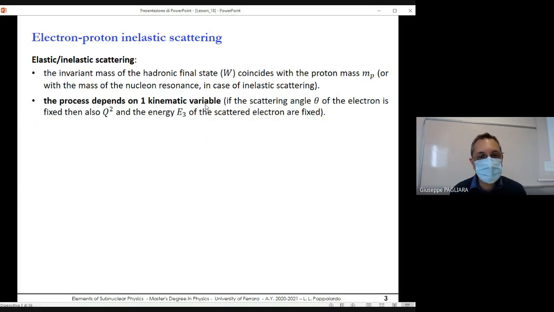And the process only requires one kinematic variable. So the kinematics of the process is fully described by just fixing one single kinematic variable. For instance, if you fix the angle theta, then you also automatically fix the Q square and the outgoing energy of the electron. Okay.